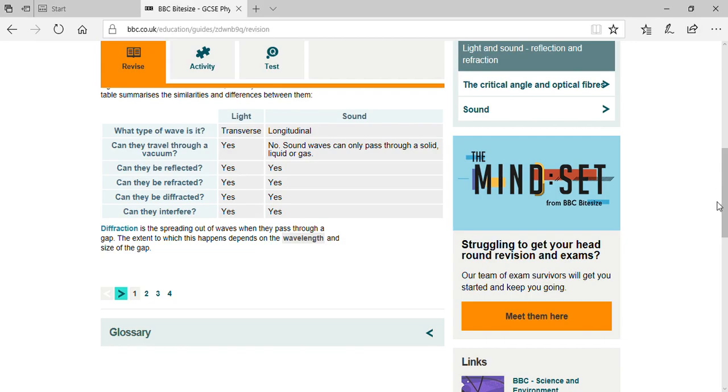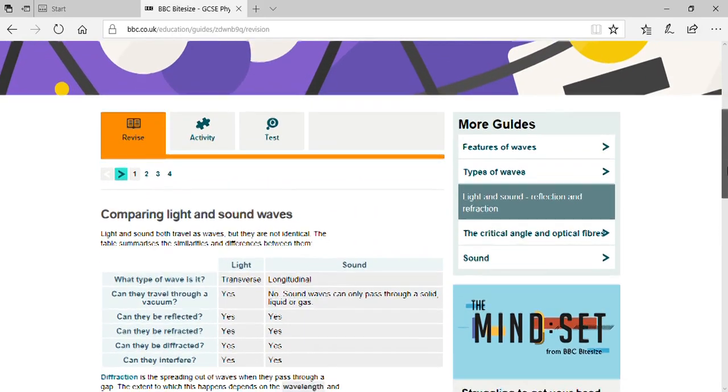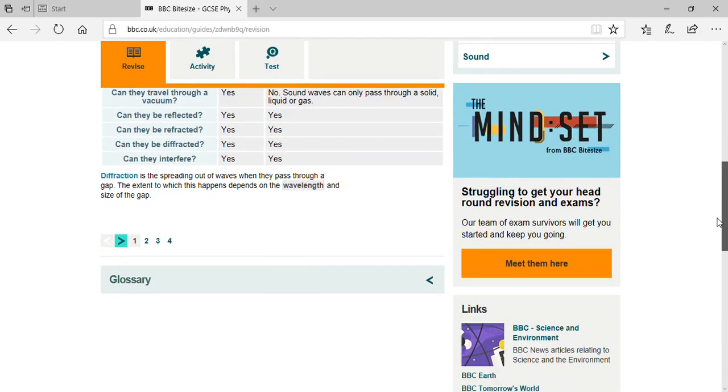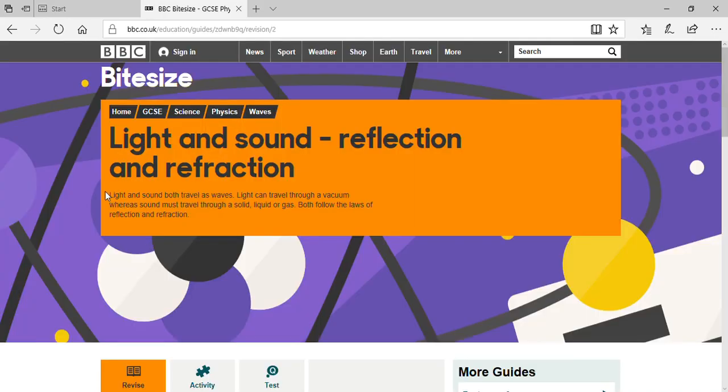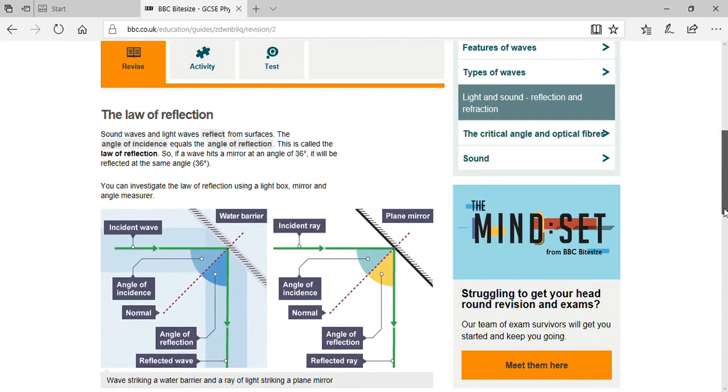Light, okay, what happened over there? No problem. I think there was a specific topic over there, that's why diffraction was in the downwards. Here you can see the law of reflection. Sound waves and light waves reflect from surfaces. Also, the angle of incidence equals the angle of reflection. I just explained this one to you on your previous page, beta, on your first page.